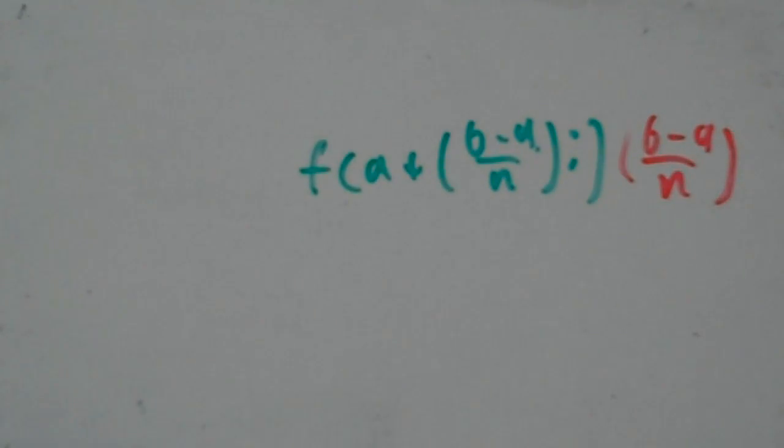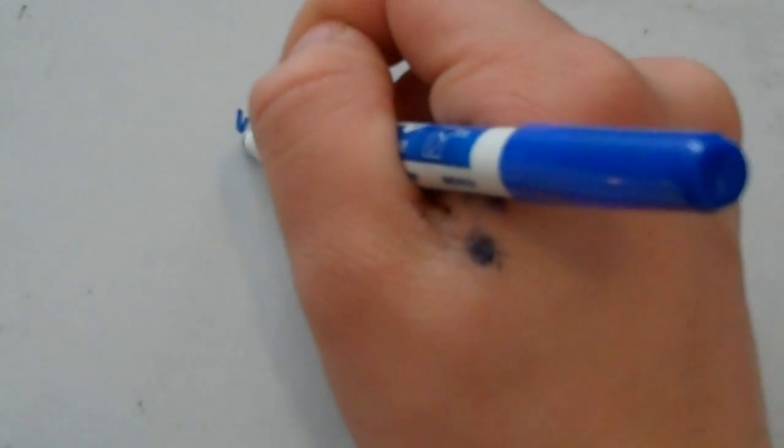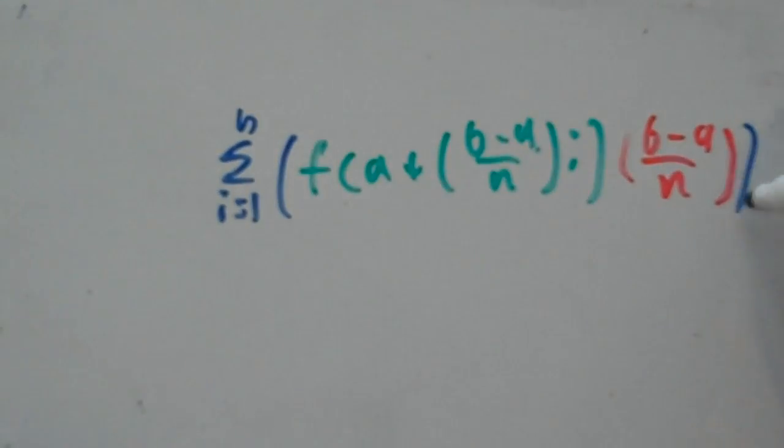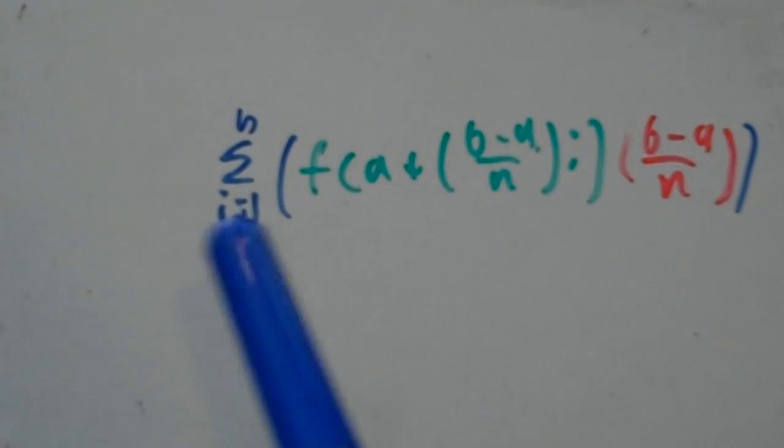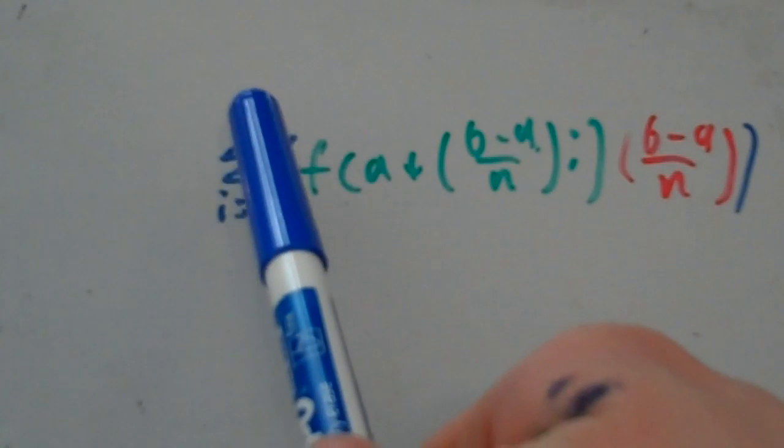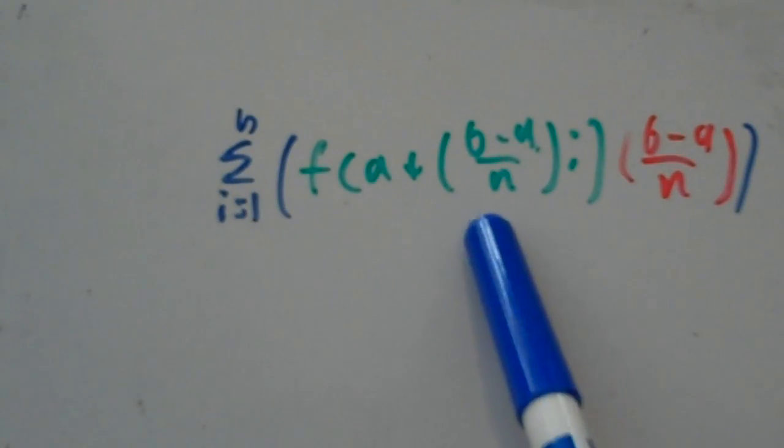Now, we want to figure out the area of all of the rectangles. So we add the sum. So we figure out the sum of the first to last rectangle. And you notice that the last rectangle is n, and the number of rectangles we have is n.